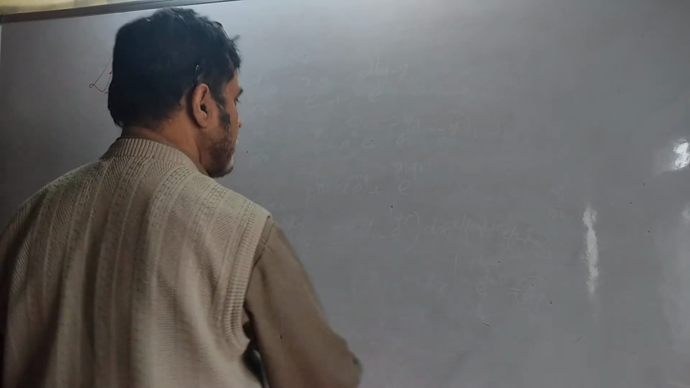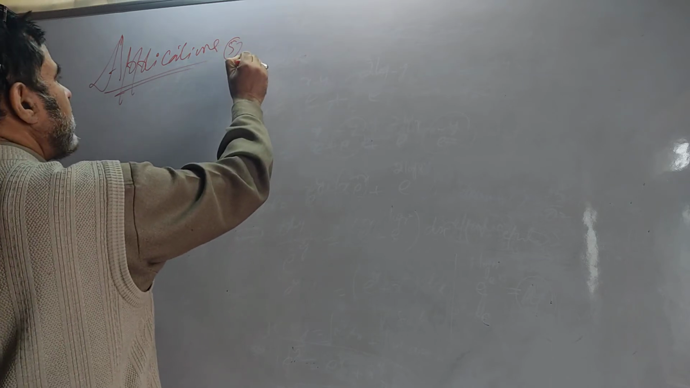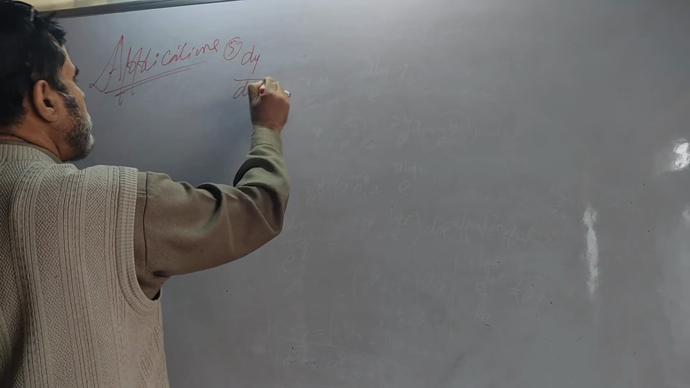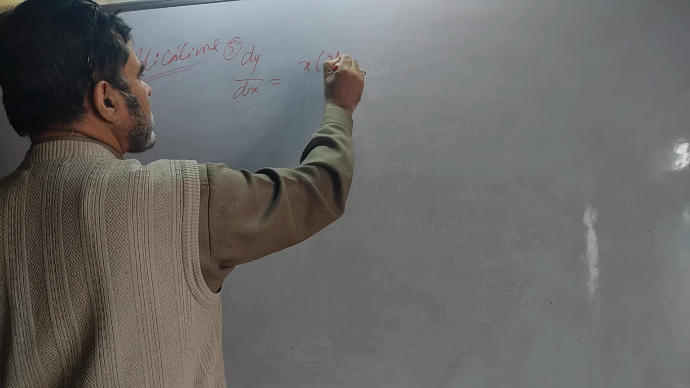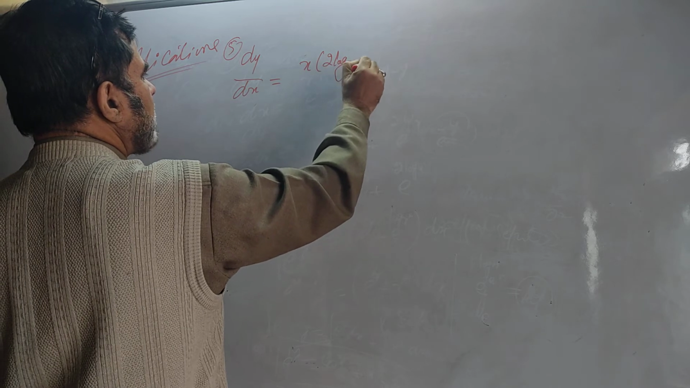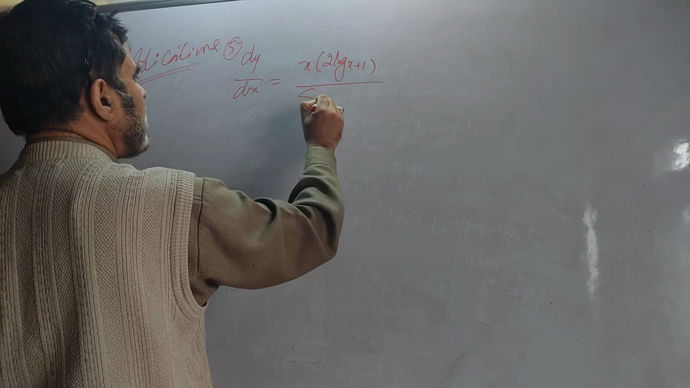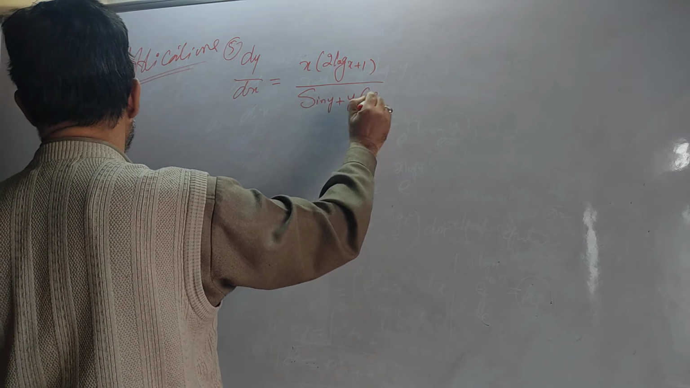Well, let me take one more problem here. This is your fifth problem I am taking. Solve the differential equation dy by dx is equal to x times (2 log x plus 1) by (sine of y plus y cos y).